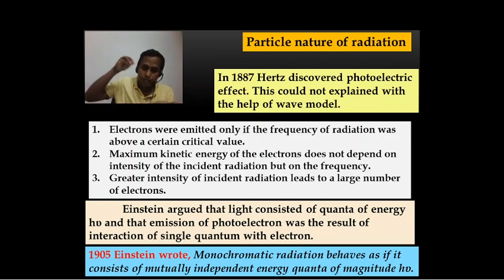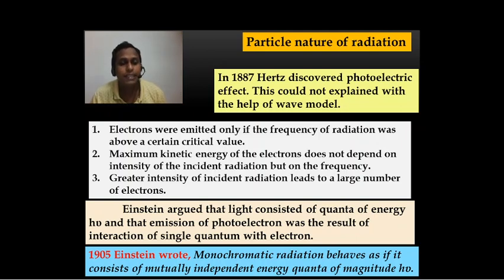Suppose there is light having a frequency higher than the critical value. Then suppose one photon is coming, then one electron is ejected. If two photons are coming, then two electrons are emitted. Three photons, three electrons are emitted. Five photons, five electrons are emitted. Which means that the greater the intensity, the number of electrons also increases. These are the observations of the photoelectric effect, but Heinrich Hertz could not explain it.